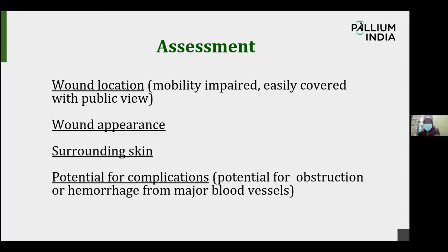Also the wound appearance, the surrounding skin, and potential for complications. Is there any potential for complication, like in head and neck cancers? There is a chance of bleeding. If there is profuse bleeding, or a major blood vessel protrudes when they are at home, how will they manage? If there is any potential for complication, you have to prepare the patient and family beforehand, on how to manage bleeding in their home.